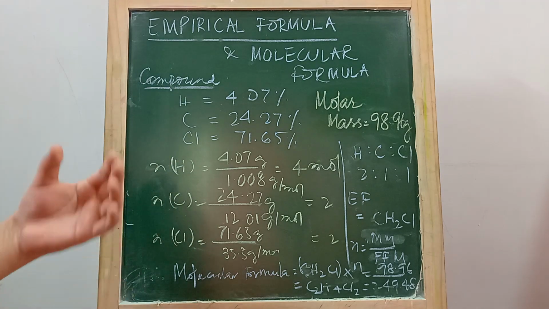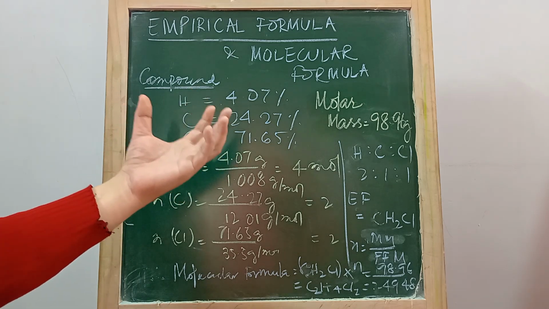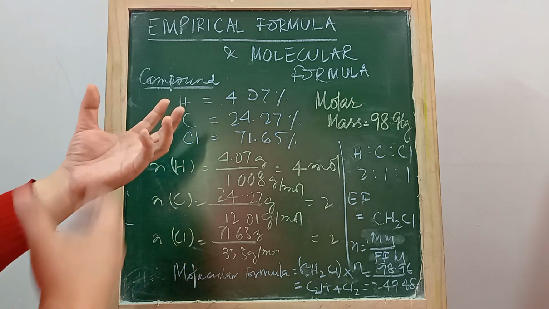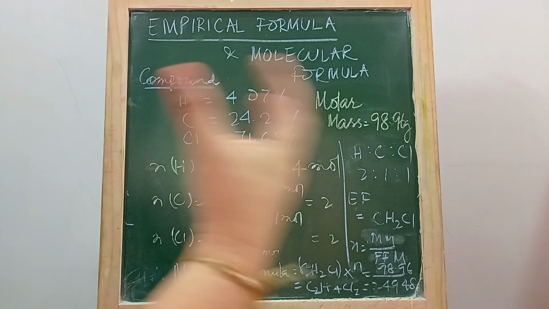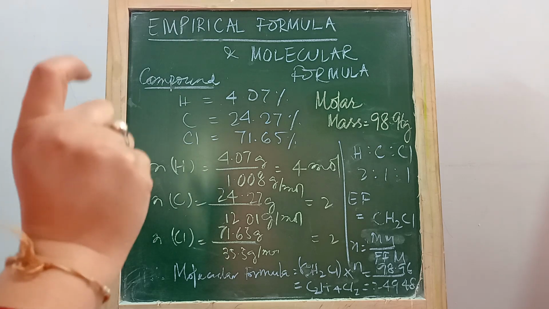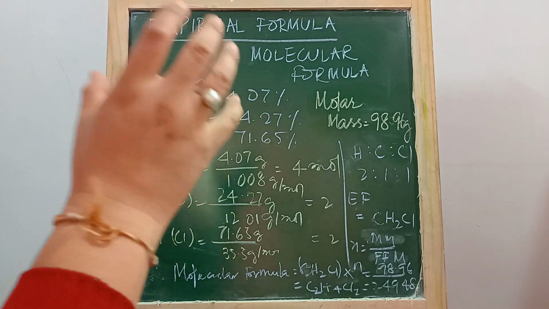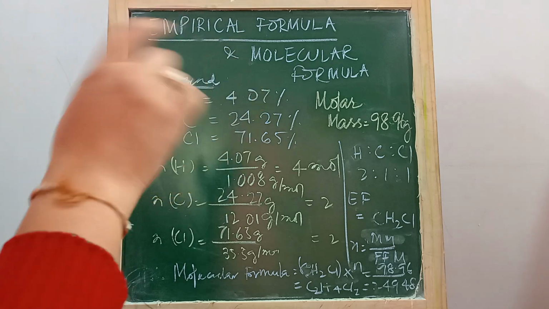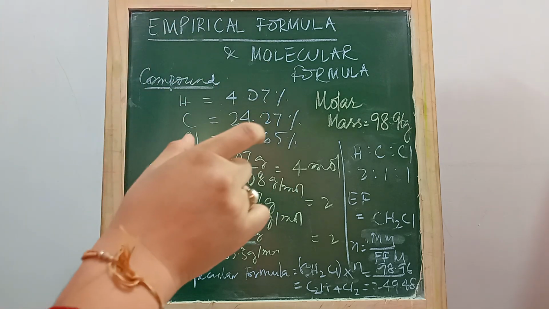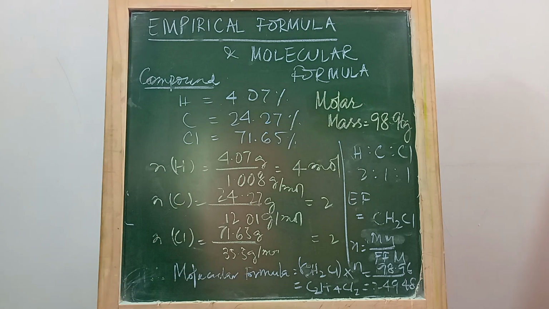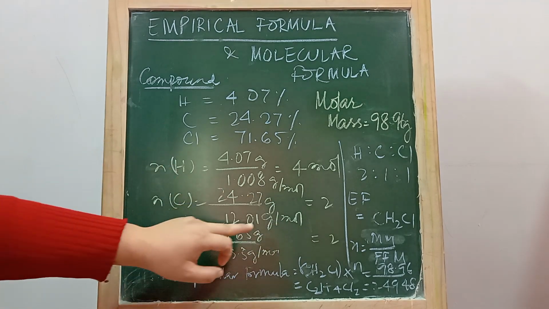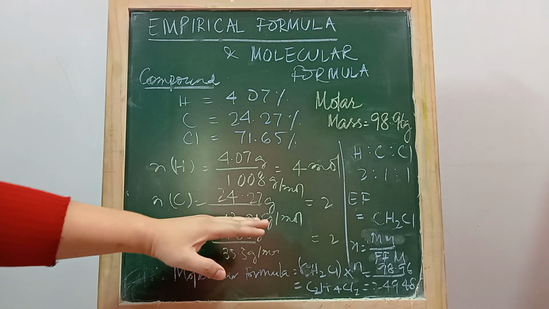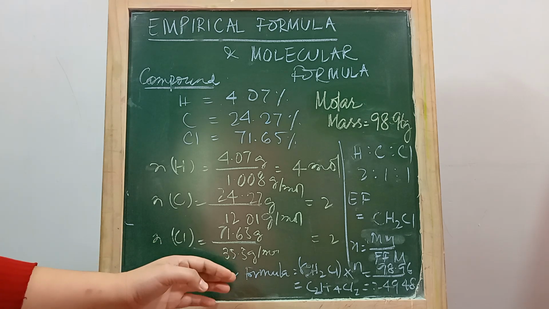Next, if we know the mass of some element, then we can calculate how many moles that mass contains, right? Because we know that the molar mass of one mole of a substance is numerically equal to the atomic mass or molecular mass of the substance in grams. So the atomic mass of hydrogen is 1.008 gram per mole. The atomic mass of carbon is 12.01 gram per mole. One mole of carbon will weigh this much, and one mole of chlorine weighs 35.5 gram.